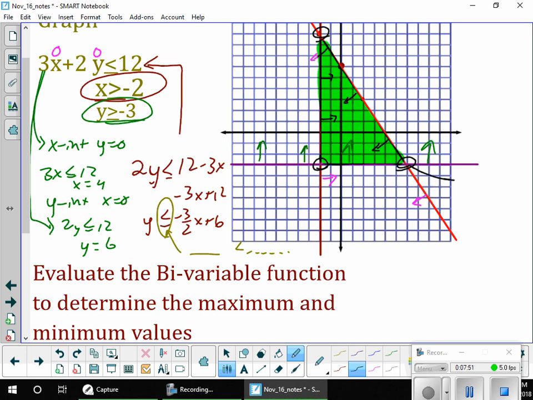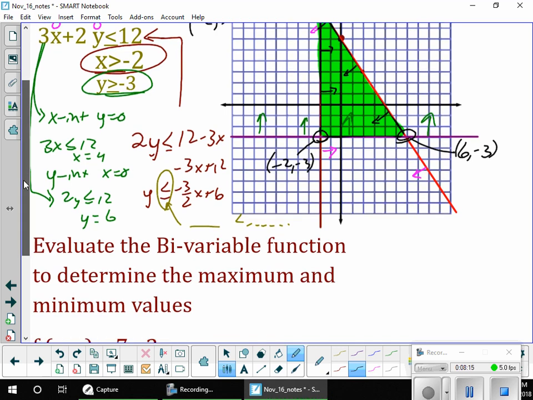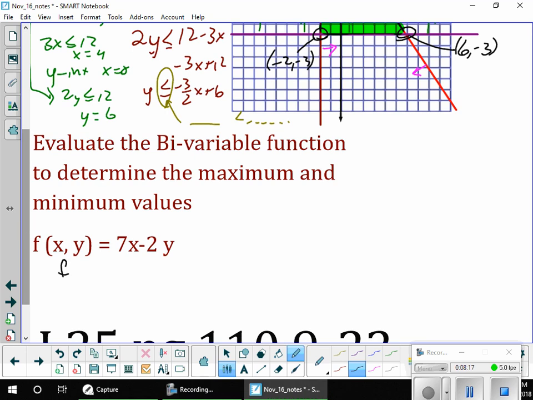So if I look at these vertices, I've got 6, -3 there, I've got -2, -3 there, and I've got -2, 9. Yep, -2, 9. Those are my 3 points to work with. So I have f of -2, 9, f of -2, -3, and f of 6, -3 that I want to stick in here to see what values I get.